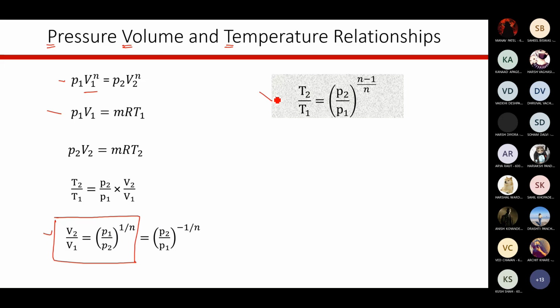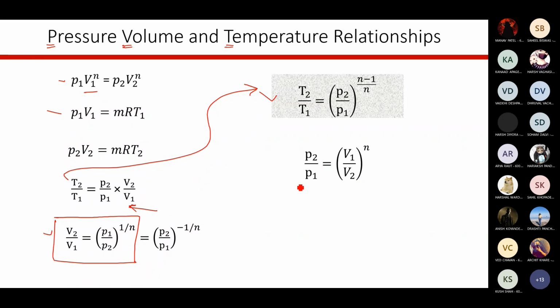And in terms of temperature ratios, if you put this expression here, that V2 by V1 in terms of P2 by P1 raised to minus 1 upon n, then this expression will get transformed to this form. So T2 by T1 is P2 by P1 raised to n minus 1 upon n. Fine.